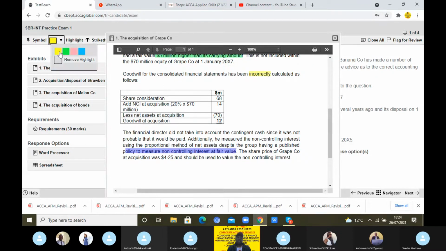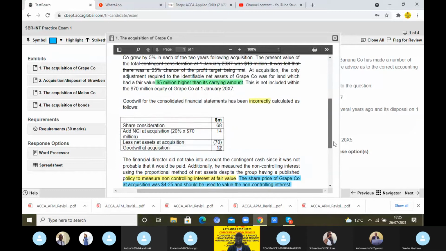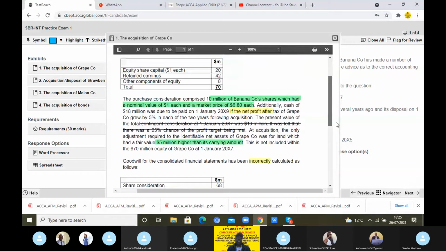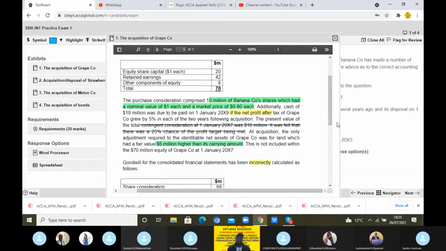So this company has a policy to measure NCI at fair value. So it is that which we should use, not the proportionate method. The share price of GREP company at acquisition was $4.25. So when you are measuring the value of NCI, we are going to use $4.25. So this is the exhibit on acquisition of GREP.